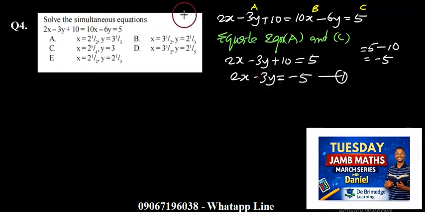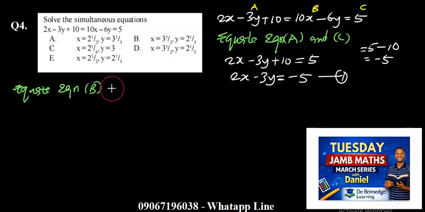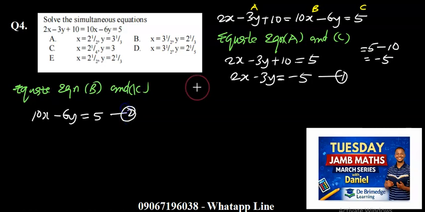So next step, we're going to equate equation 2, equations B and C, right? B and C. And we'll do that. That is going to give us that 10x minus 6y is equal to 5. This is equation 2, so we're going to combine.